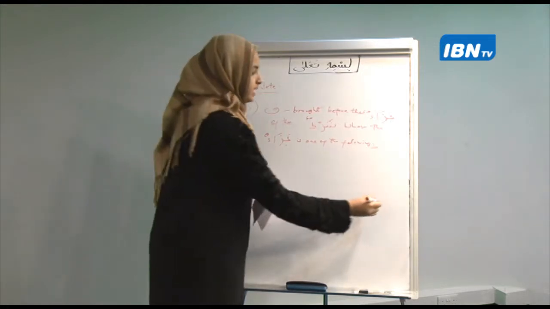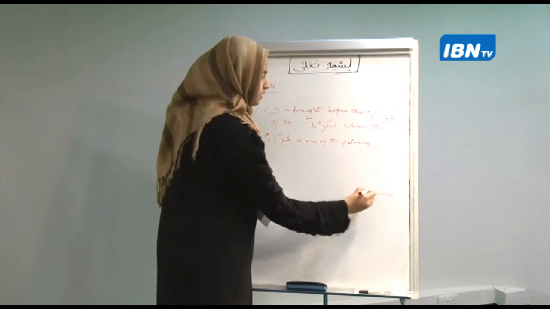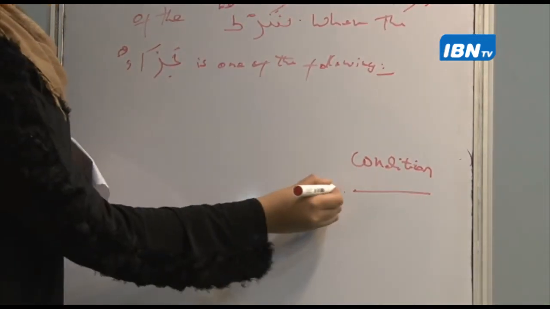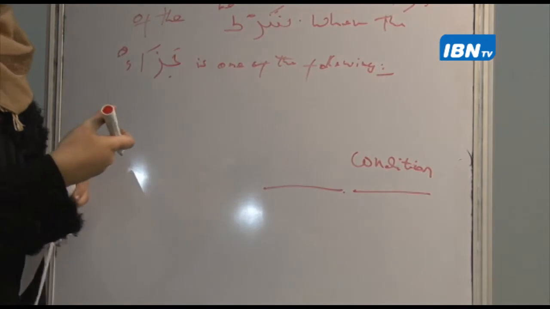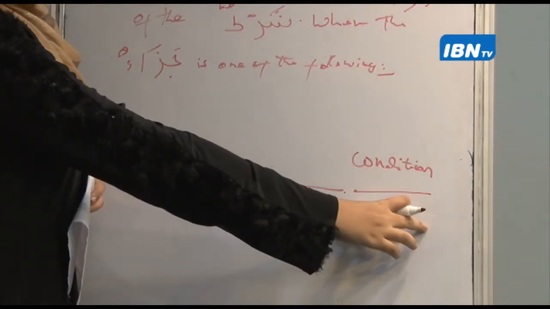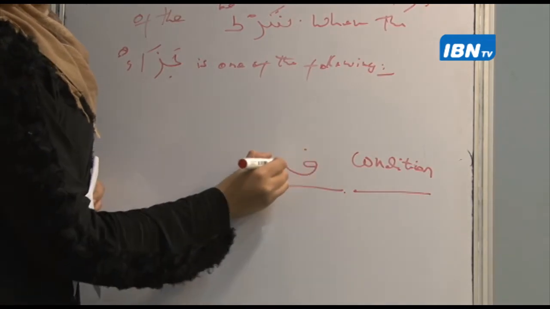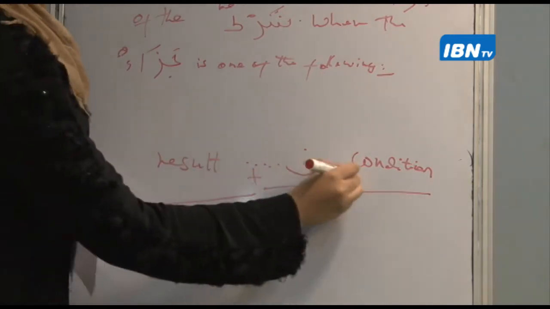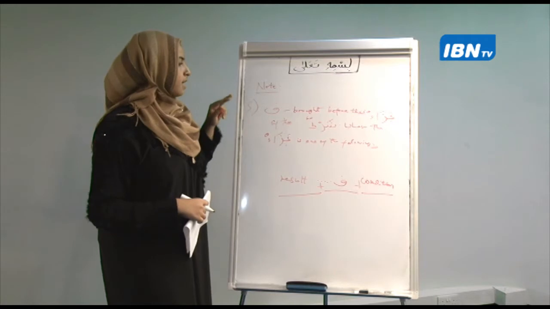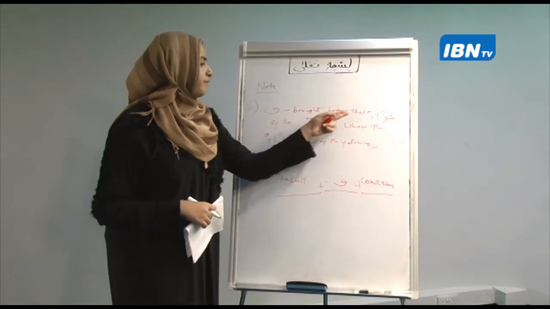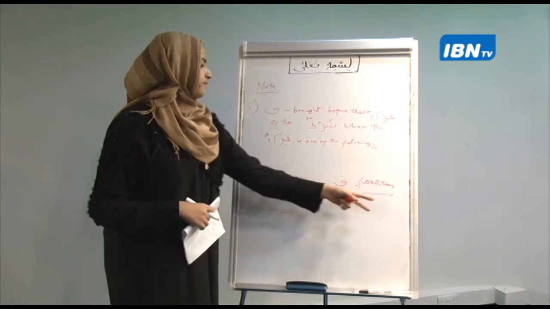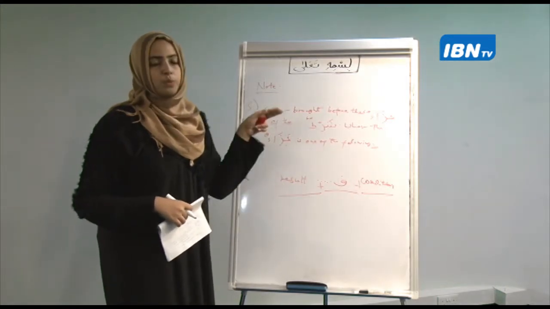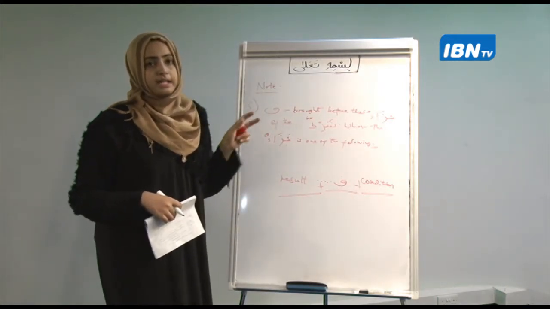So for example, this is my condition, followed by, of course I'm writing the Arabic way, first I'll say I have my condition, then I will have my fa, something there, then I will have my result. So this is what this ruling is talking about, okay? So the fa is brought before the jaza of the shart, but only when the jaza, the result, is one of the following.